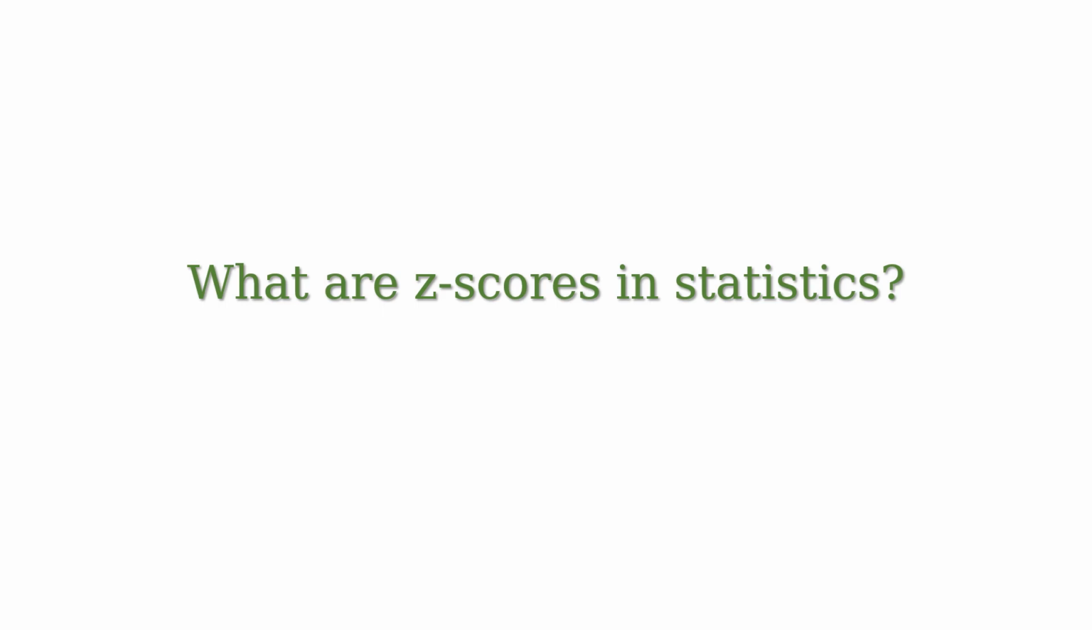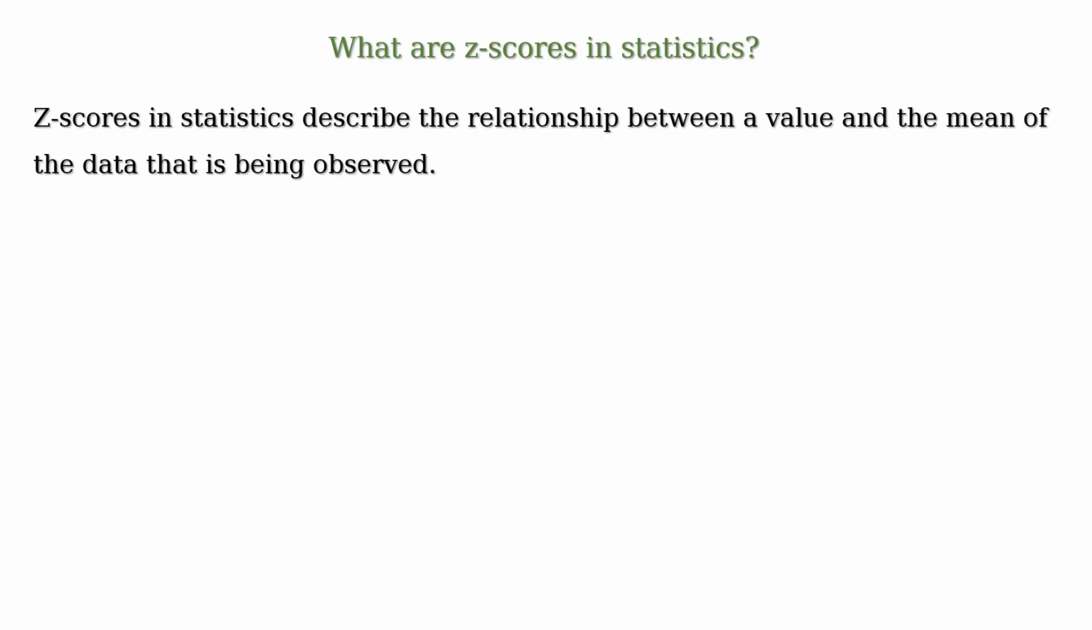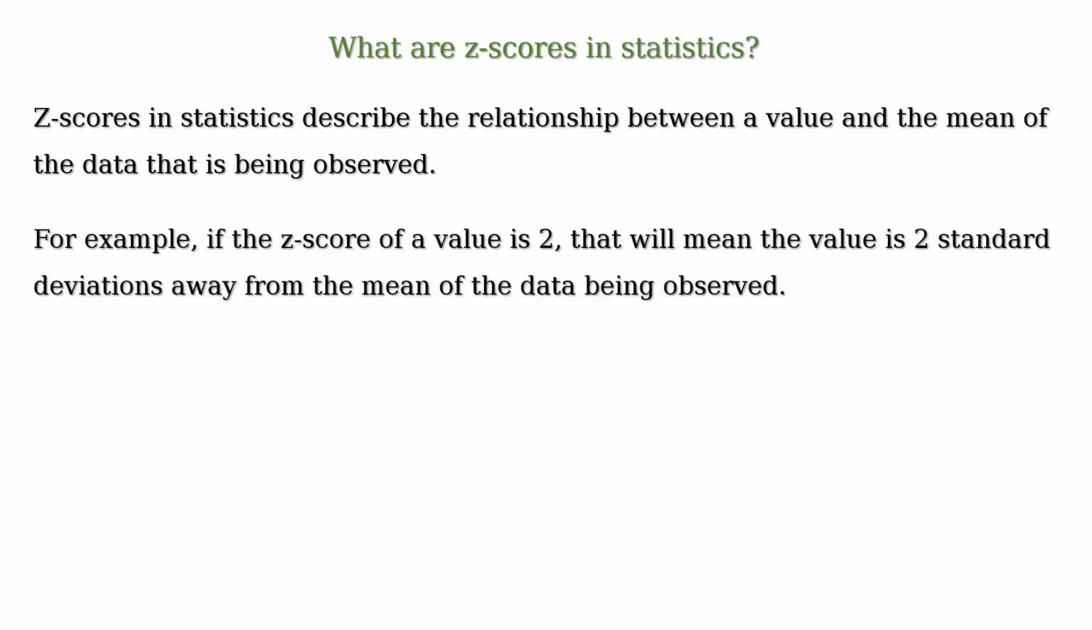What are z-scores in statistics? In this video, we will try to understand that. Z-scores in statistics describe the relationship between a value and the mean of the data that is being observed. For example, if the z-score of a value is 2, that will mean the value is 2 standard deviations away from the mean of the data being observed.